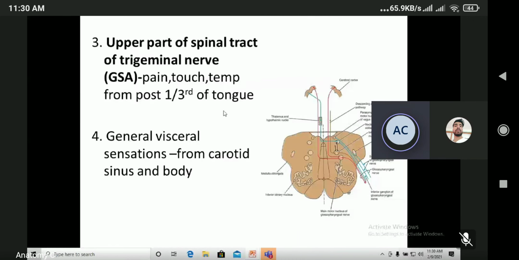Then there is the upper part of the spinal tract of the trigeminal nerve. It is mainly responsible for pain, touch, and temperature from the posterior one-third of the tongue, and the general visceral sensation from the carotid body and the carotid sinus.